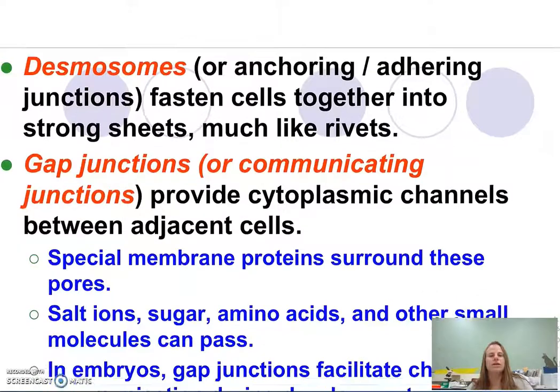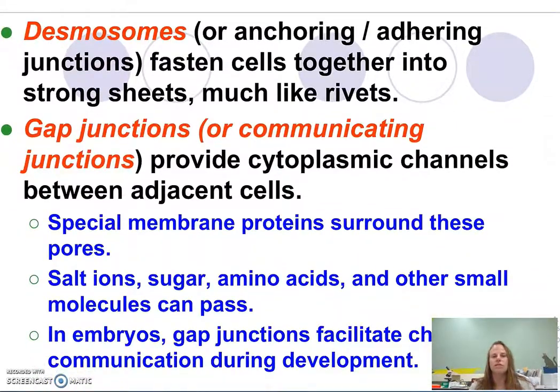Desmosomes fasten cells together in strong sheets, much like rivets. Desmosomes will be found in organs that need to stretch, like your stomach.